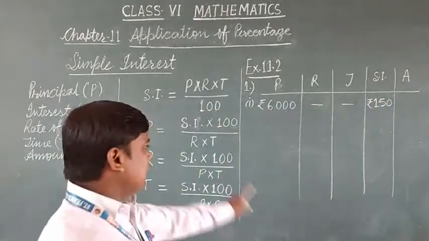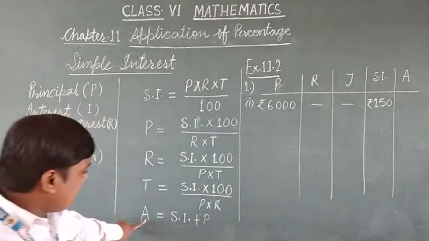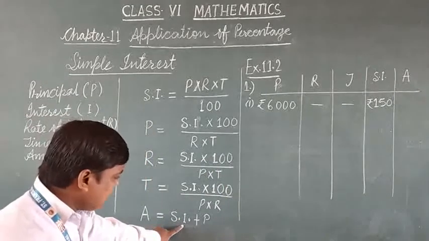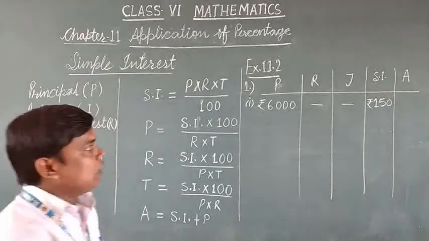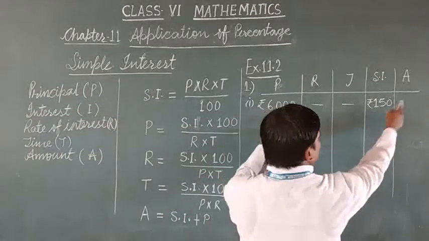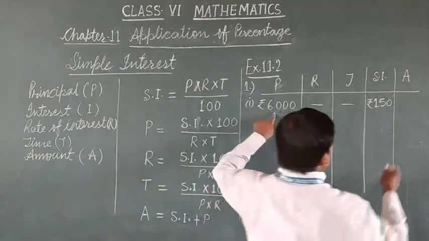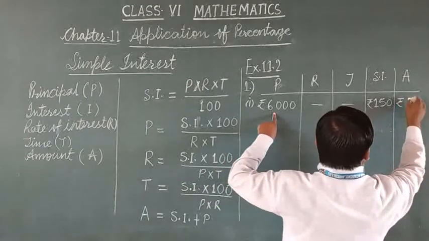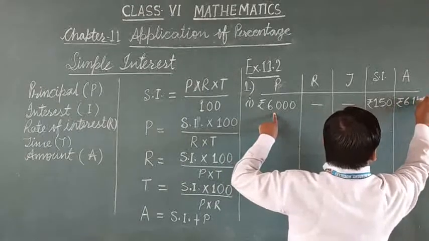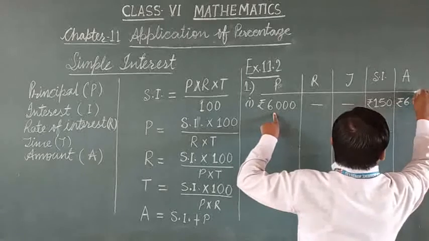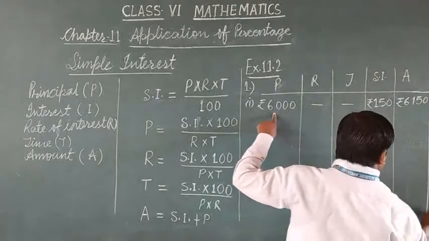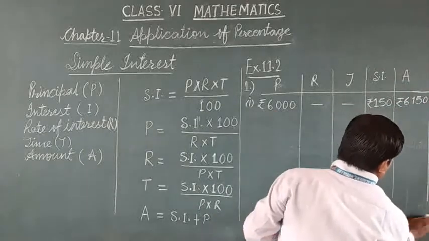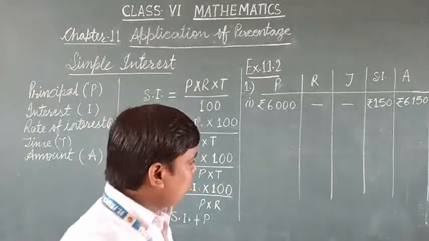You know the relationship to calculate amount. Amount is equal to simple interest plus principal. So we will add these two to get the amount. So what will be the answer? Rupees 6,150. This will be the required amount. I hope you understood.